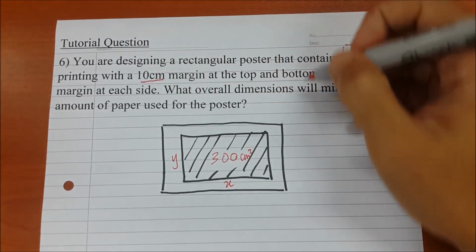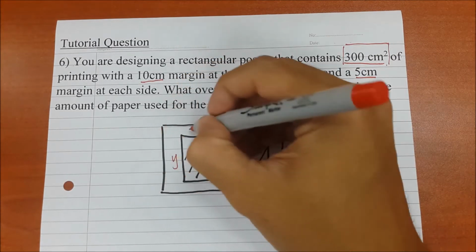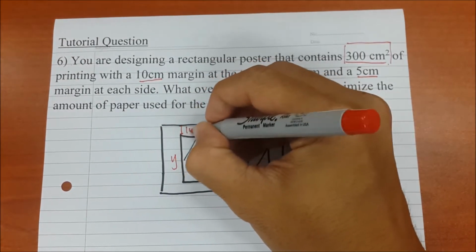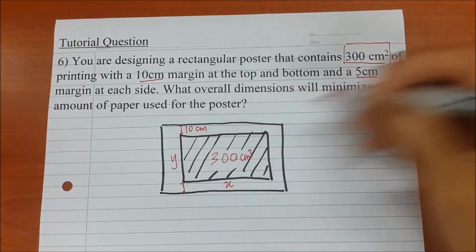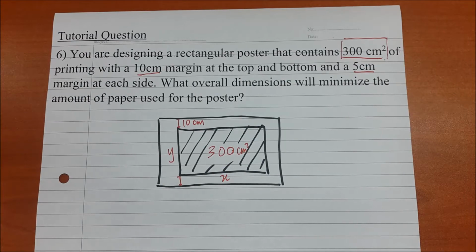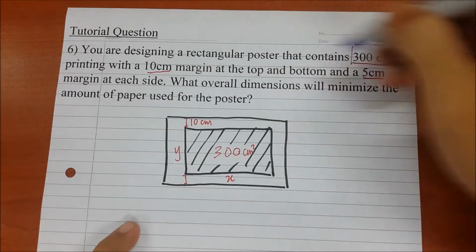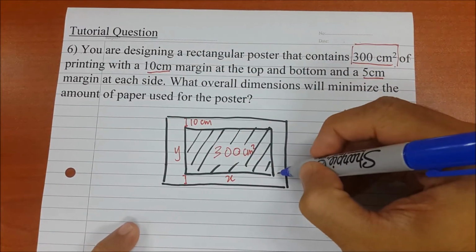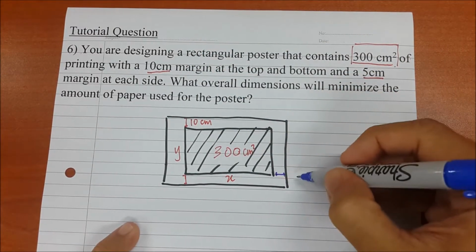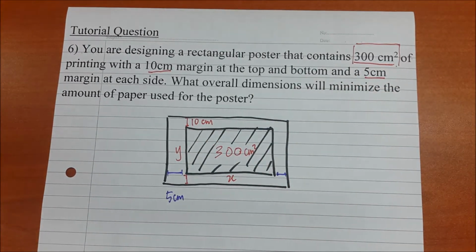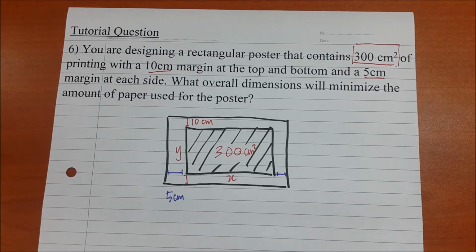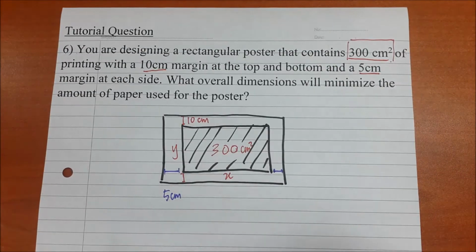The margin at top and bottom will be 10 centimeter. So this margin here is 10 centimeter, both bottom and top, and the margin here would be 5 centimeter on each side. Right, this would be 5 centimeter and 5 centimeter. So the question would like us to find the dimensions of the paper.